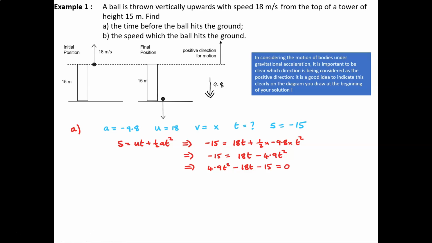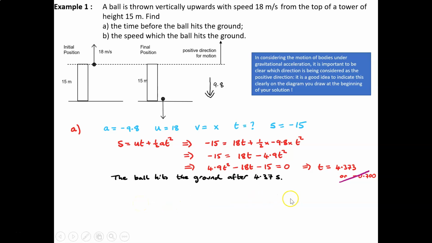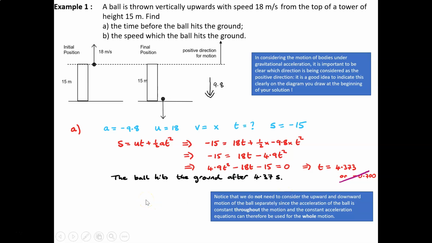Either use the calculator to solve this quadratic or use the formula, and we get that t is equal to 4.373, or that t is minus 0.700. Now the minus would be the time, before we started timing, when the particle would have been on the floor. It's an algebraic solution. But at the moment we don't want the minus, so we're going to cancel that one. So the ball hits the ground after 4.37 seconds.